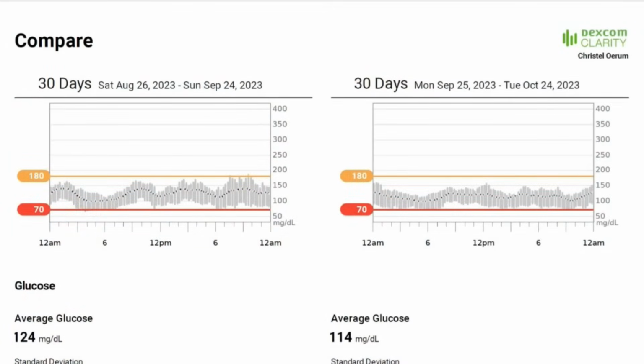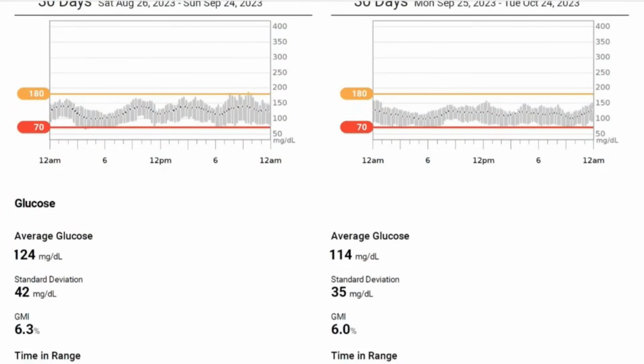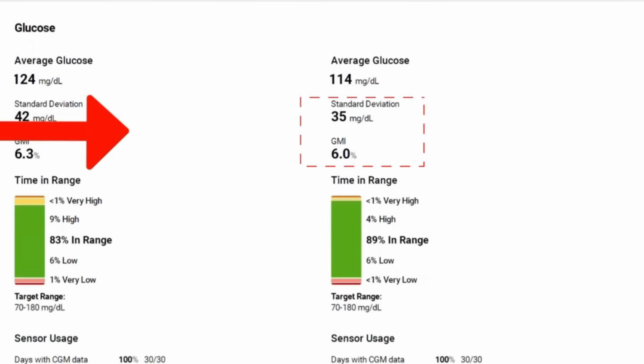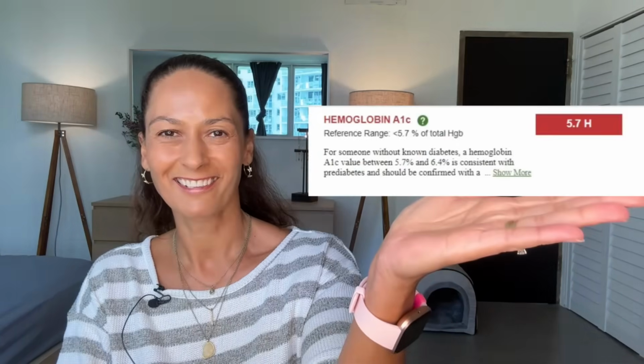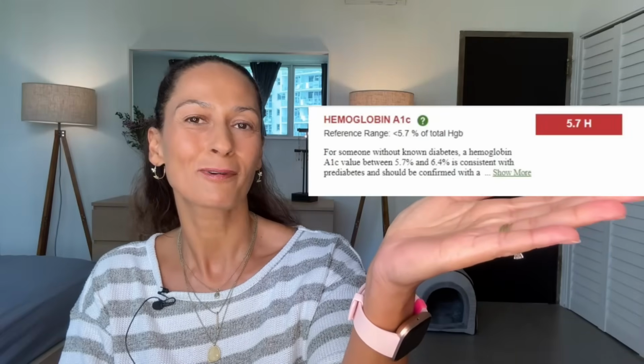So I decided to make some changes and get it down to 6 or lower and to reduce my standard deviation. So that's, again, how much my blood sugars are fluctuating. And I did just that, and I did it in just 30 days. I took my GMI down to 6% and I took my standard deviation down to 35. I then went and got my blood drawn at a lab and had my A1C measured, and will you look at that? It came back at 5.7%.